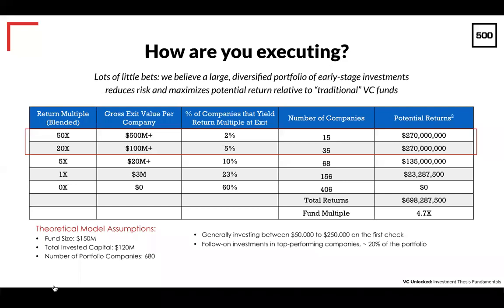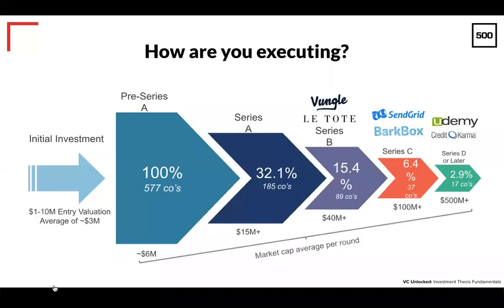So our portfolio actually is 2,000 companies. For instance, on a theoretical model of around 600 companies, we came up with a model that says about 2% of the companies are going to have over 50x return, and around 5% are going to have 20x return. About 10% of companies are going to have 5x, 23% are going to be 1x, and 60% are going to be 0. And then we calculate what that potential return looks like and what the fund multiples would be, right? And this is also something that we evolve over time.